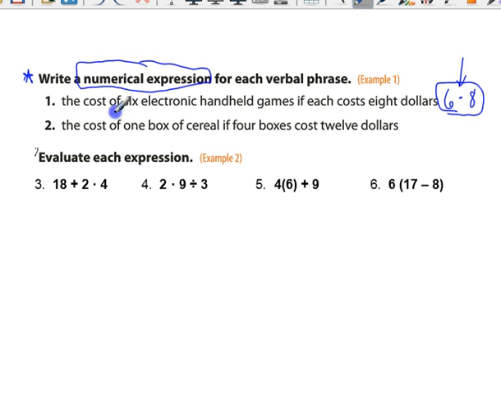Number 2, it says the cost of 1 box of cereal if 4 boxes cost $12. Well, that's a trickier one. If you know that 4 boxes is 12 and they're asking you for 1, what you have to do here is divide 12 divided by 4 to find the cost of 1 box of cereal. And since they're only asking me for a numerical expression, we don't have to answer that. We could. We know we could figure out that it's actually $3 per box, but the numerical expression is written 12 divided by 4. So please be aware of the instructions of the homework if that's what you're asked to do.